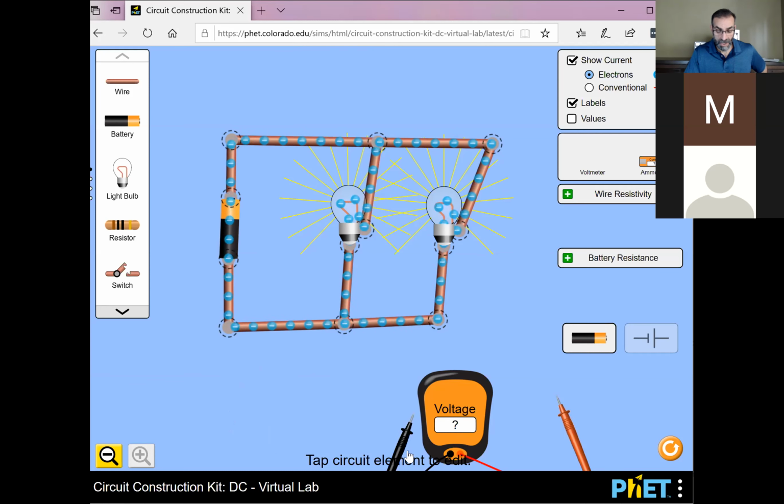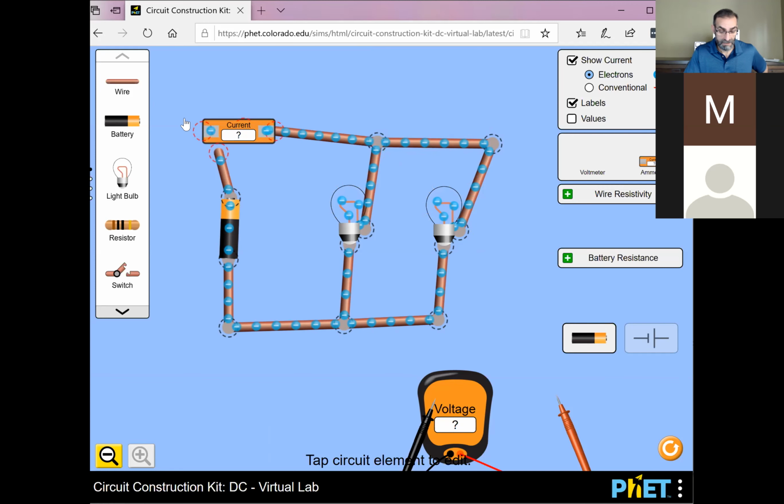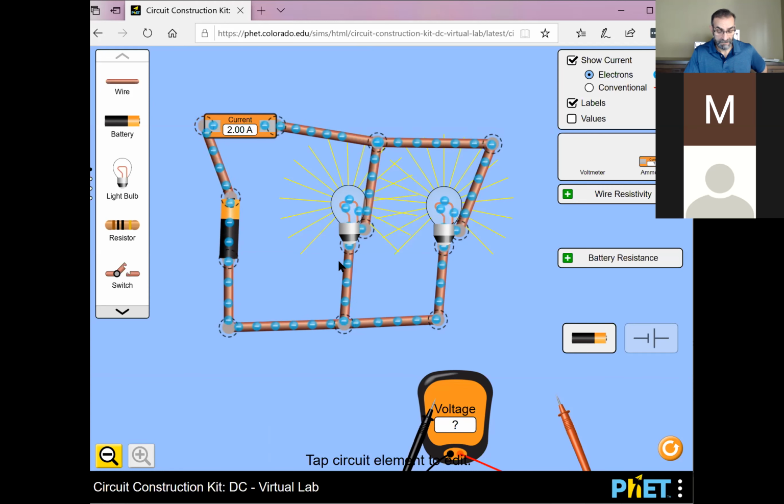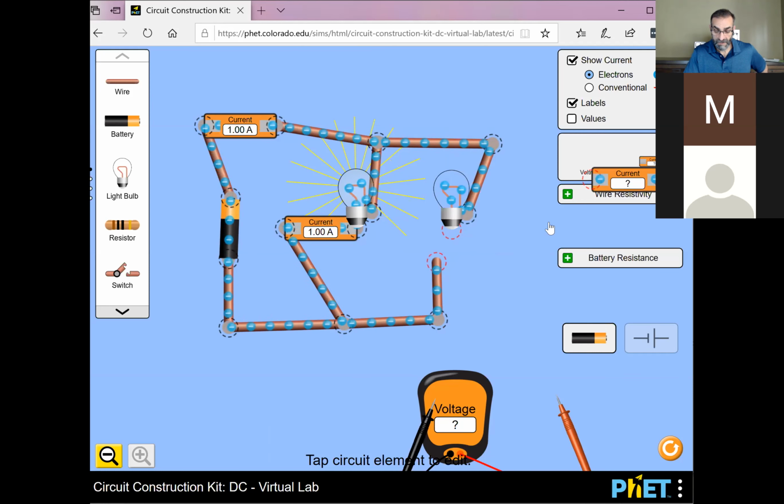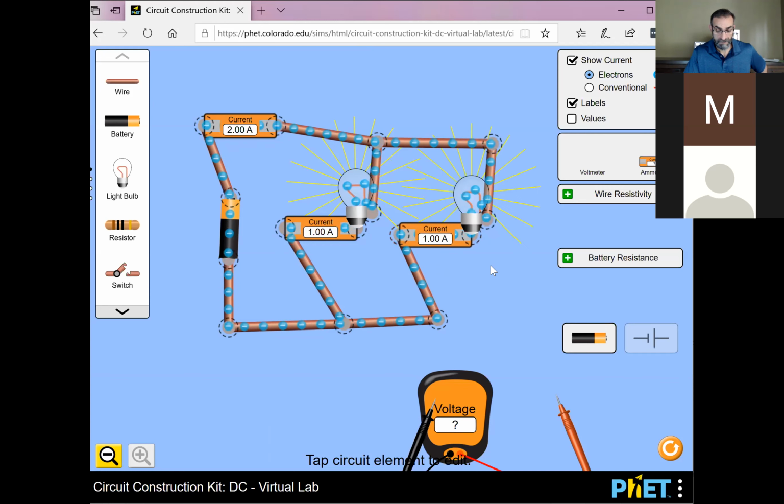And if I want to measure current, let's break a couple of these. This is the current coming out of the battery. And we want to know the current going into, coming out of this bulb here. So we'll break this one. We've got current going through that bulb. And we break this one, and we've got current going through this bulb. Okay.